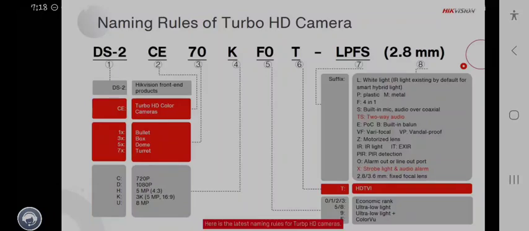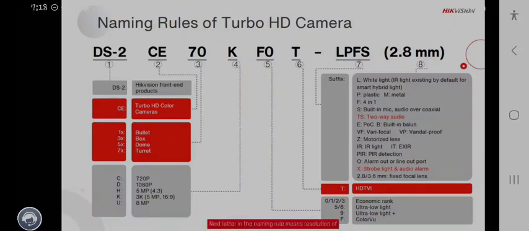Here is the latest naming rules for Turbo HD cameras. DS2 represents Hikvision front-end products. CE means Turbo HD color cameras. Next number you may meet 1X, 3X, 5X, and 7X. It represents the appearance of cameras. We have bullet, box, dome and turret camera.